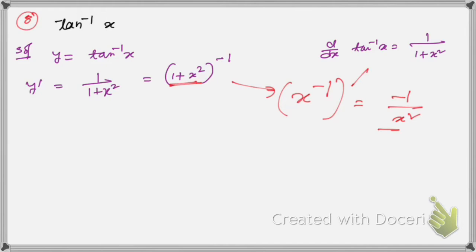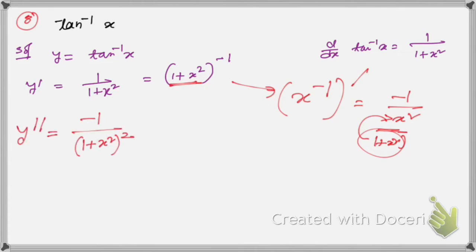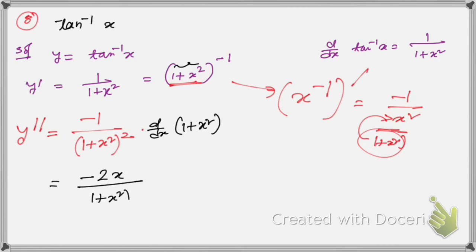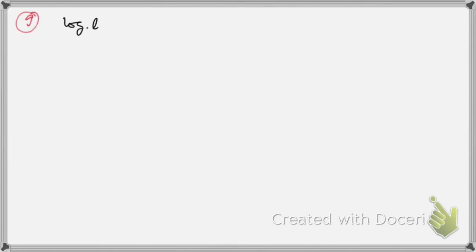Okay. So replace the x by 1 plus x square. Then you will get this. So again derivative of this term. So derivative of 1 plus x square is twice x. So here we got minus twice x by 1 plus x square whole square. So this is our result. Hope you have understood this.